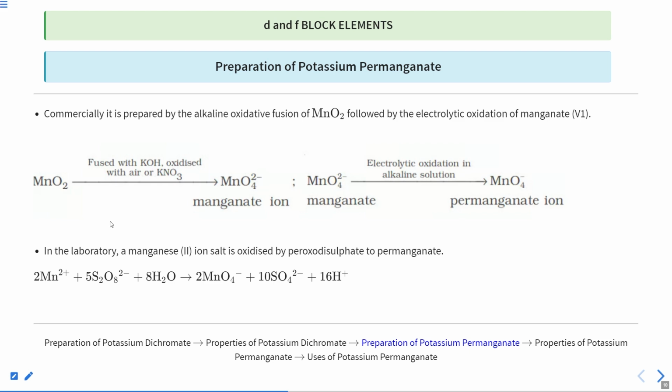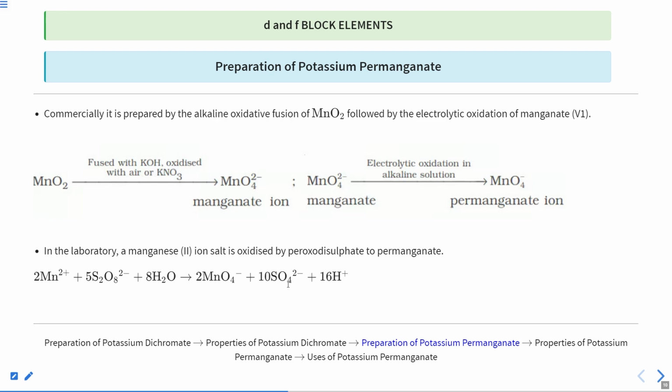So this is the reaction. First, it is fused with KOH to give MnO4 2 minus, and then electrolytic oxidation of the alkaline solution gives permanganate, manganate to permanganate. Now commercially it is prepared in this way.